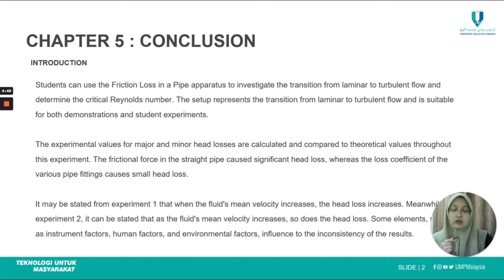Okay, so for chapter 5, conclusion. For the conclusion, students can use the friction loss in a pipe apparatus to investigate the transition from laminar to turbulent flow and determine the critical Reynolds number. The setup represents the transition from laminar to turbulent flow and is suitable for both demonstration and student experiment.